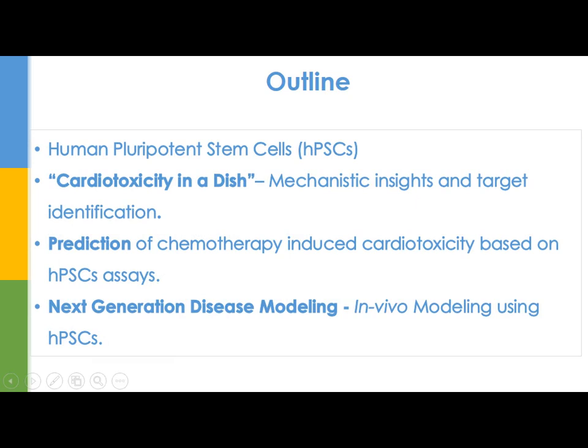In my talk today, I will talk about human pluripotent stem cell technology that might provide a solution to this modeling problem. I will talk about the possibility of using this technology for cardiotoxicity in a dish, and maybe applying it for predicting chemotherapy-induced cardiomyopathy. And finally, I'll talk about our current study with in vivo modeling of human diseases, what we call next-generation disease modeling.